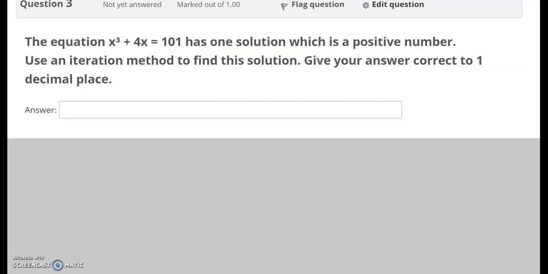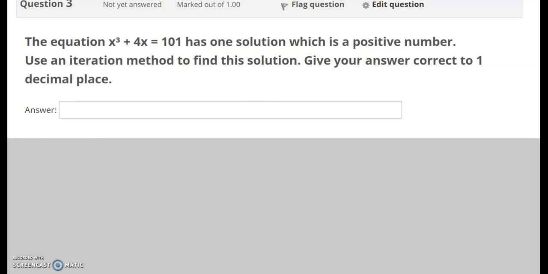What this is going to mean is that I'm going to estimate which values the solution is between. Cube numbers, we should know the main cube numbers or the smallest ones. By replacing x with 3, for example, I'd get 3 times 3 times 3, which is 27. So 3 cubed is 27, plus 4 lots of 3, which is 12, is much smaller than 101. So I'm going to look for another value.